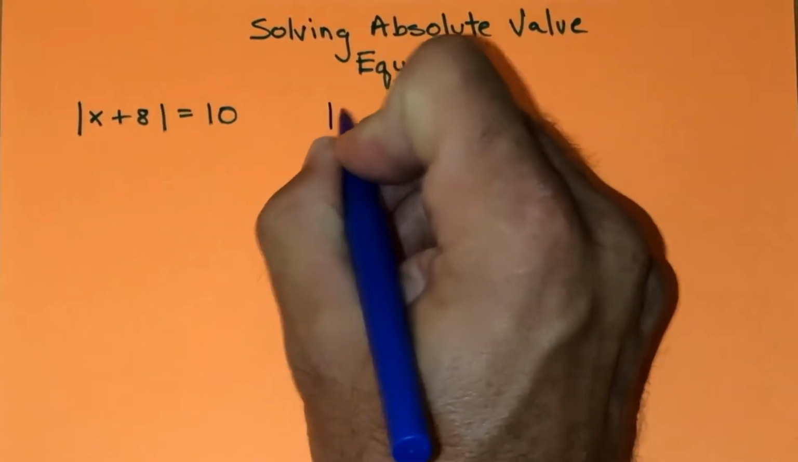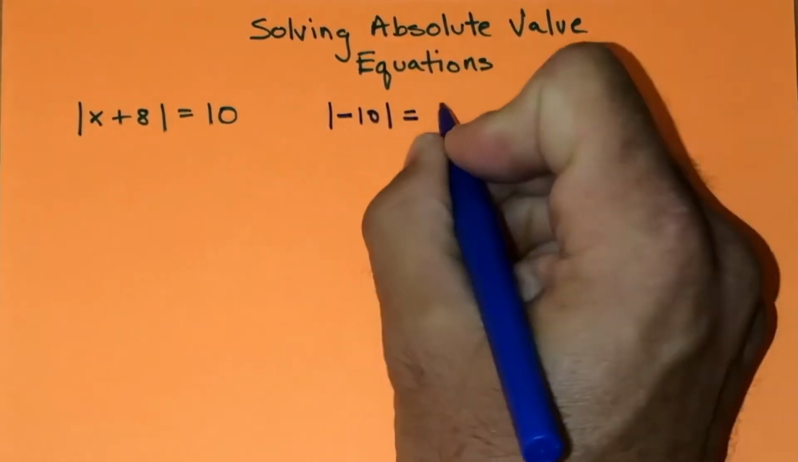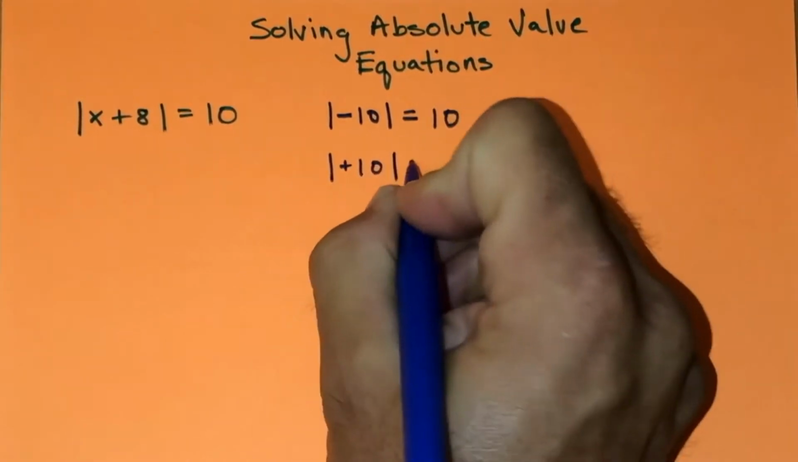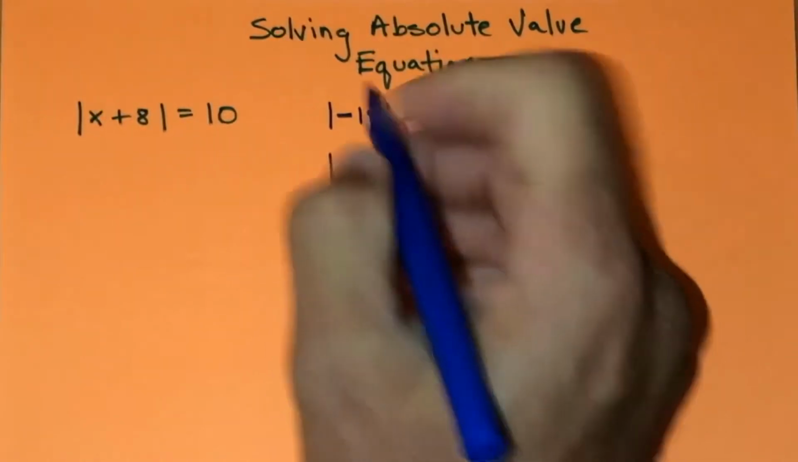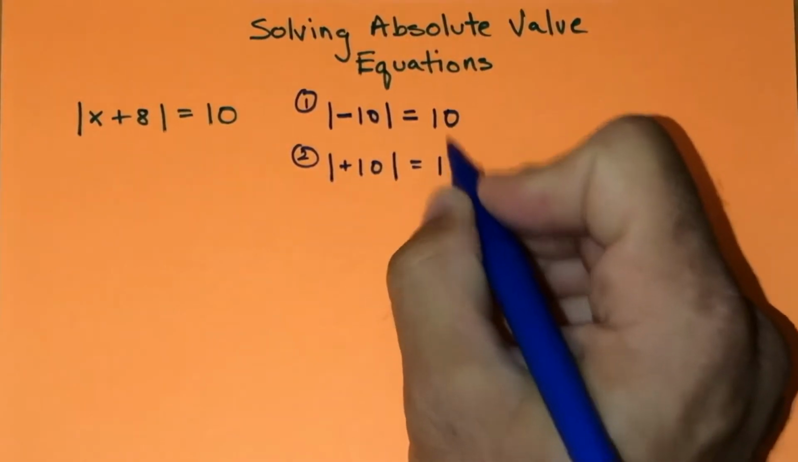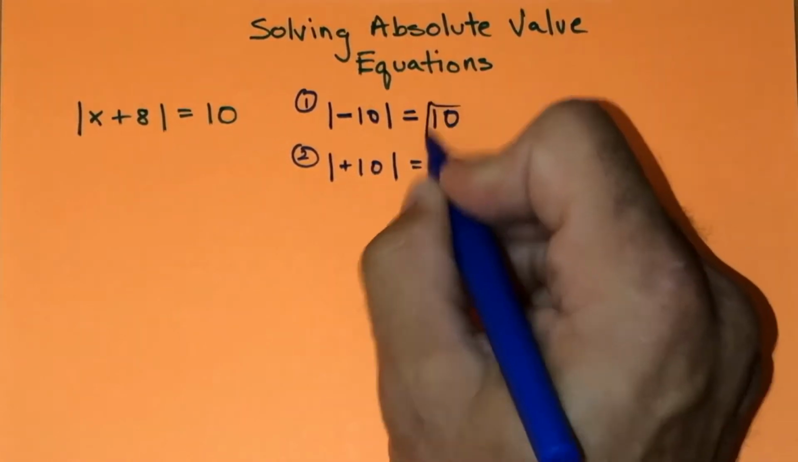Well, with absolute values, the absolute value of negative 10 is 10, and the absolute value of positive 10 is also 10. So actually, if you see here, we have two values that will give us the same answer. We have two inputs that will give us the same output.